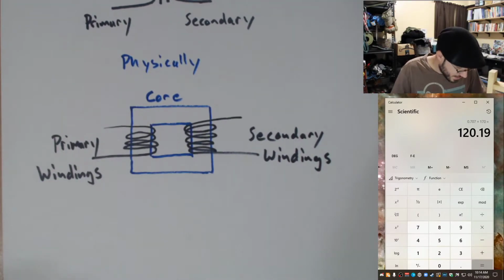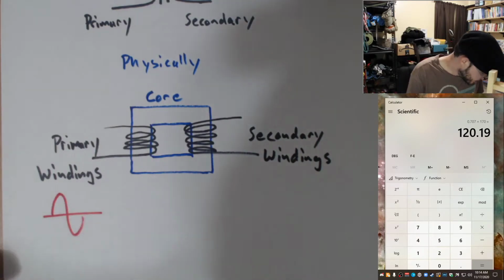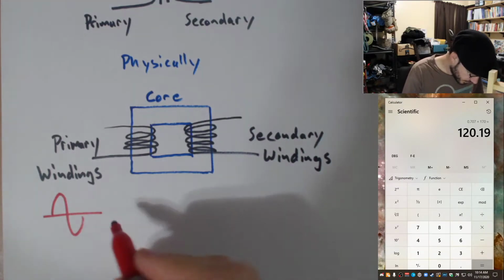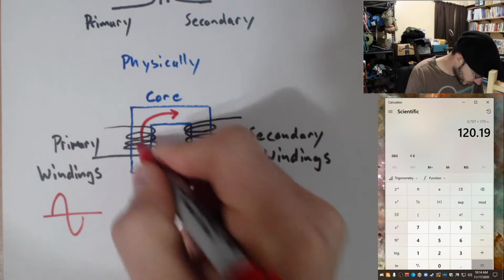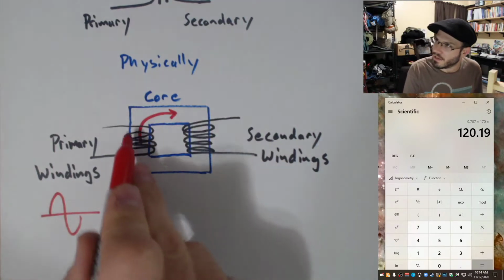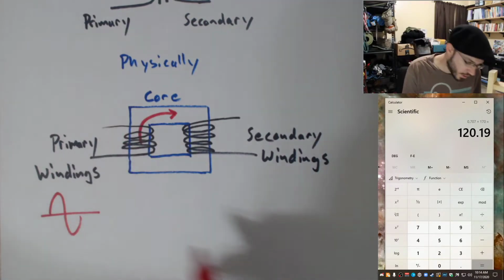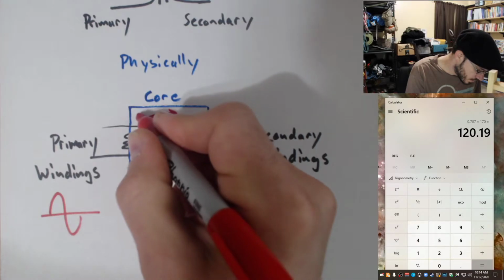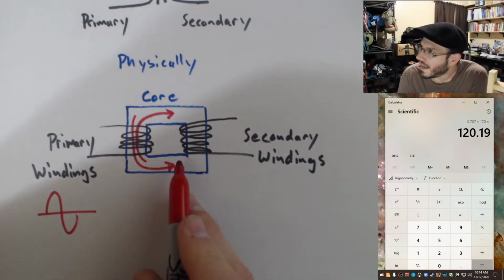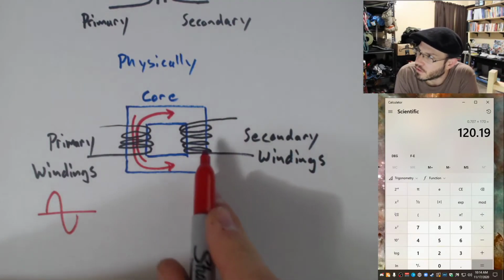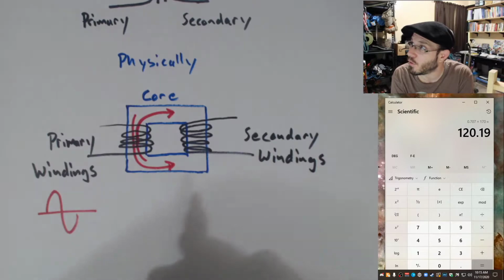Now, as we apply AC to this input, half of the time my magnetic field lines are going in this direction, and the other half of the time my magnetic field lines are going in the opposite direction. Well, what happens if I have a changing magnetic field in the presence of a coil of wire? I'm going to get an AC voltage out of this.